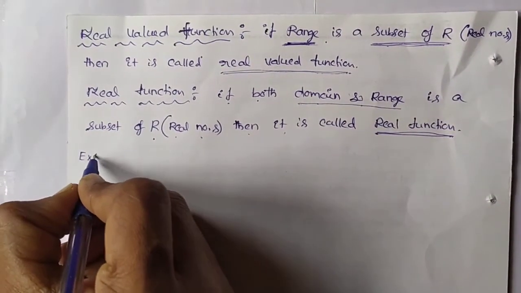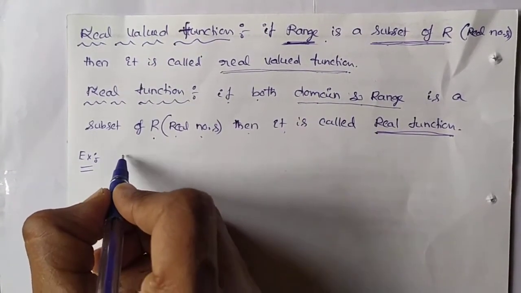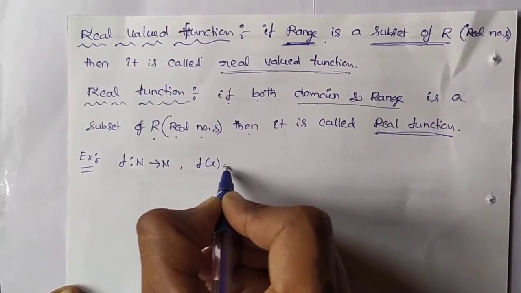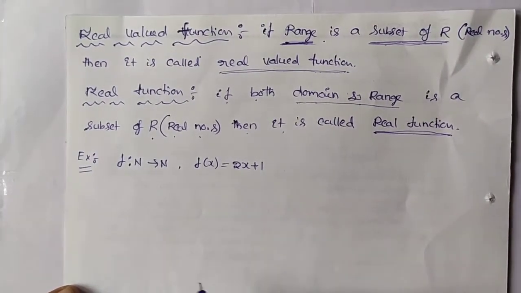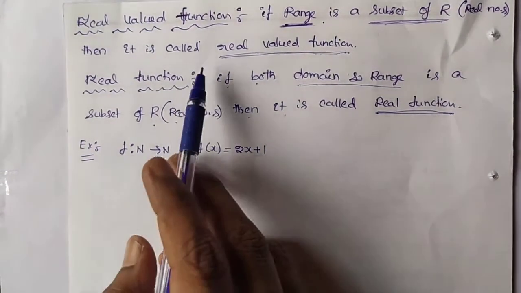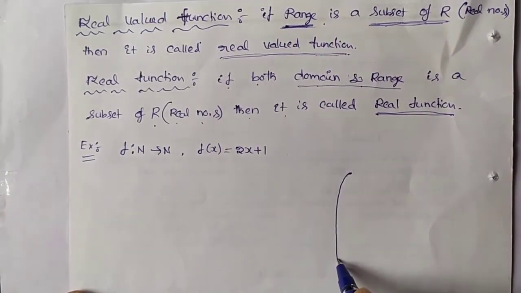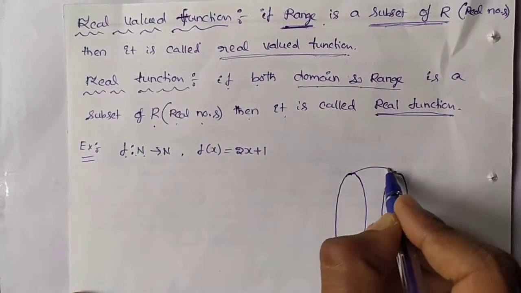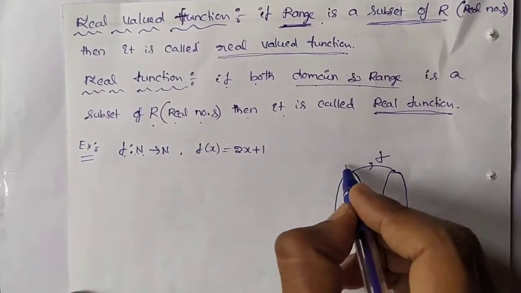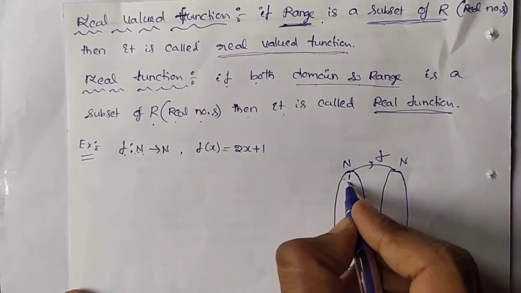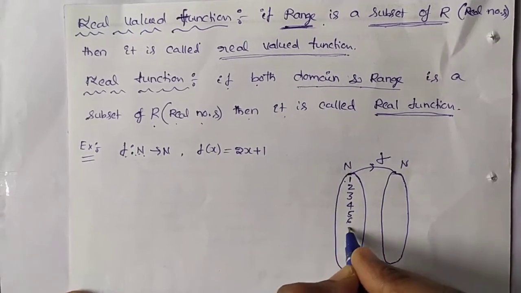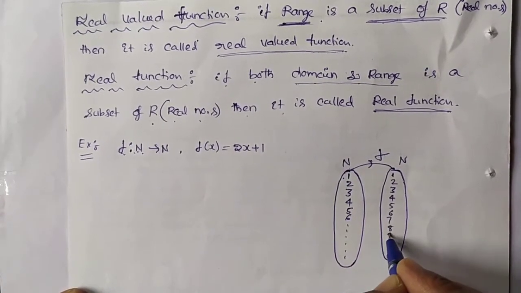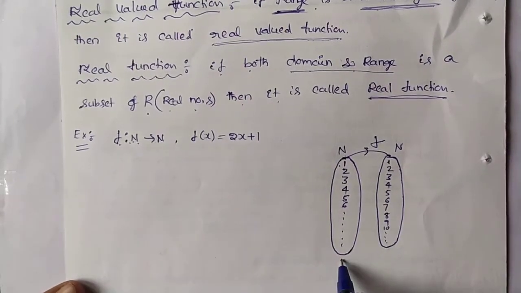For example, here we have the function, let f from N to N be defined by f of x equals 2x plus 1. Is this a real function or a real valued function? I already told you in the previous examples that f from N to N is nothing but natural numbers 1, 2, 3, 4, 5, 6 and so on. Next N: 1, 2, 3, 4, 5, 6, 7, 8, 9, 10 and so on. Okay, it is what? X.